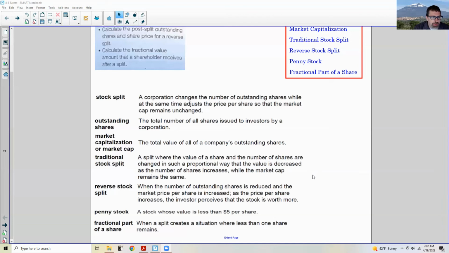A fractional part of a share is when a split creates a situation where less than one share remains. Companies do not give you fractional parts of a share. So if you have an odd number of shares and it's divided into thirds, for example, the fractional part will be reimbursed to you as cash. They will buy a fractional share from you. And if they do that for everybody, then that's how they accumulate shares of their own stock. Okay, so there are the definitions.